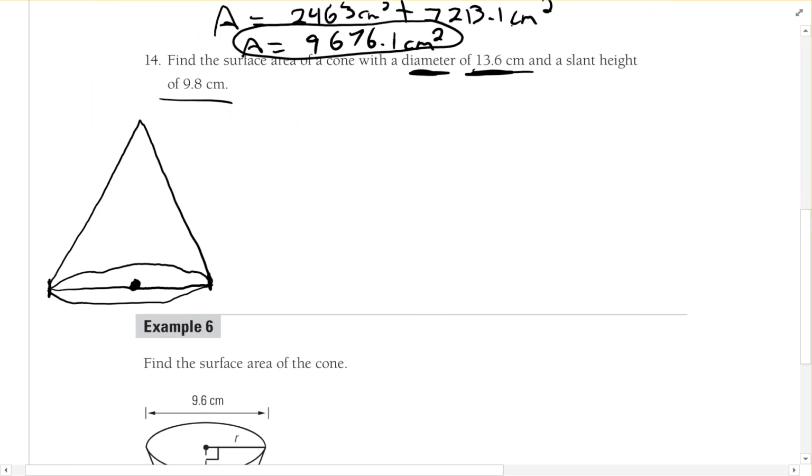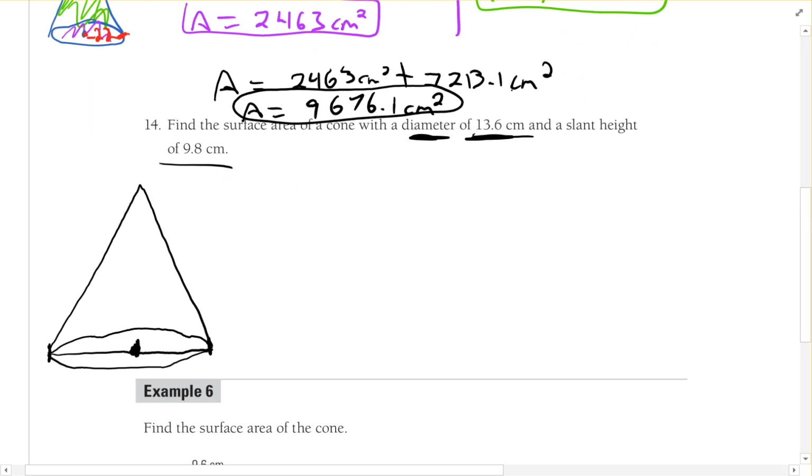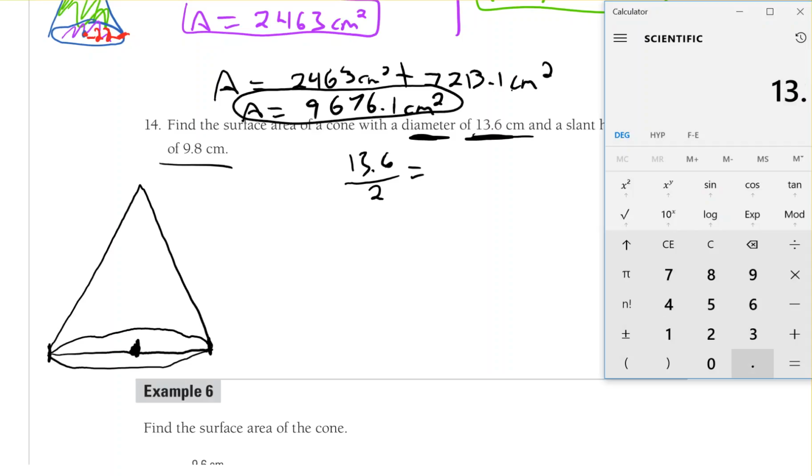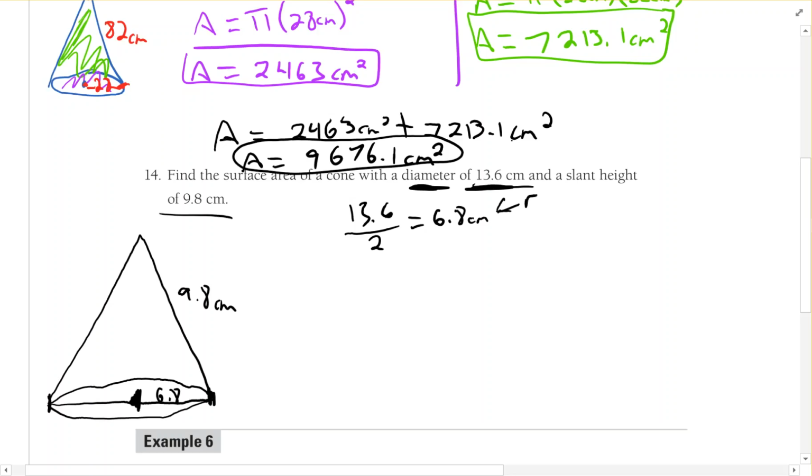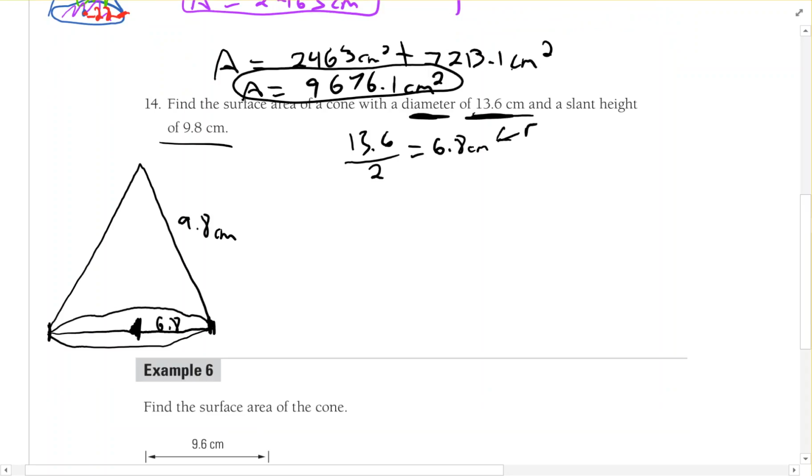So if I want to figure out my radius, it's just half of my diameter. So right off the bat, let's divide 13.6 by 2. 13.6 divided by 2 is equal to 6.8. So 6.8 centimeters is my radius. That's what my r is, the distance from here to the end. I can even write that in here now, 6.8. And then my slant height is 9.8 centimeters. So I'm going to let you guys go ahead and finish this problem for me. If you need to, look at the one above. It's exactly the same, just different numbers. So I'll let you go through that now.